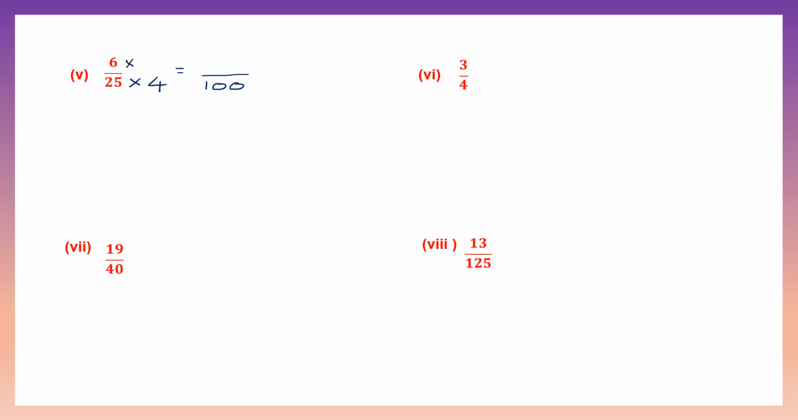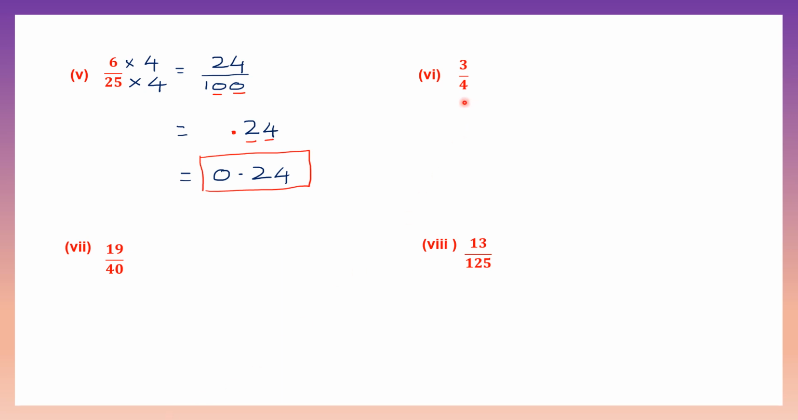Similarly, I should multiply 6 also by 4. 6 4s are 24. So I've got 24 by 100. Now it's a fraction. I'm going to make it a decimal number. So I write 24, the whole number, as it is. Then check the zeros. There are 2. So my point moves 2 places to the left and comes here. So my final answer here will be 0.24. So this is my final answer.